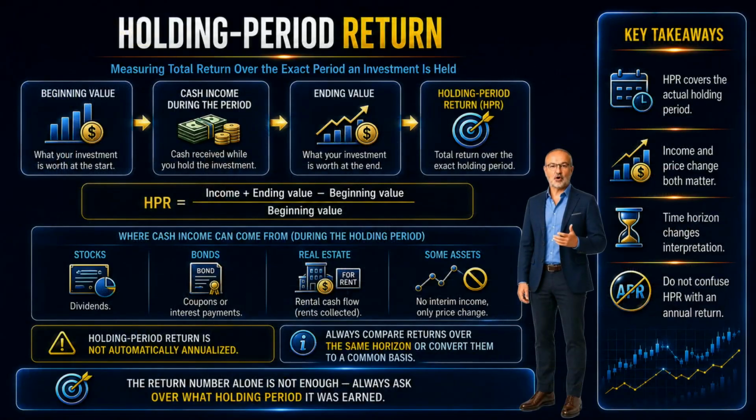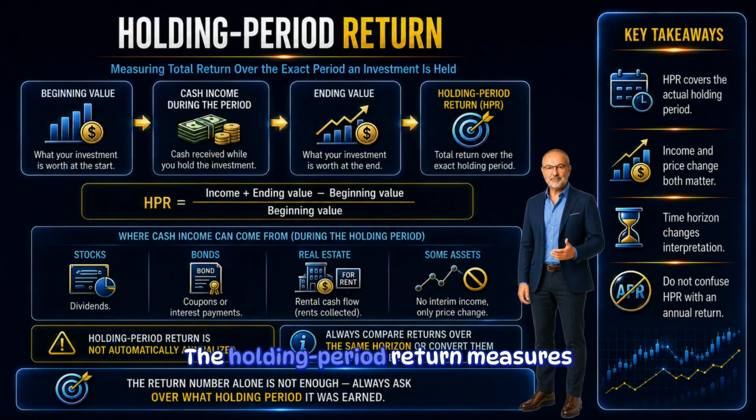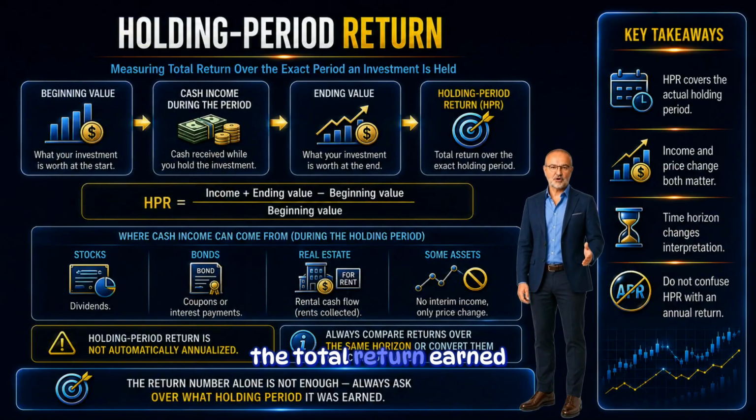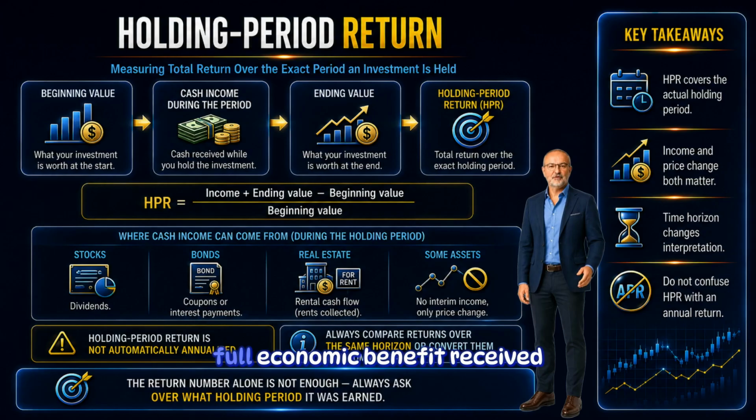Now, let's focus on the holding period return. The holding period return measures the total return earned over the exact period for which the investment is held. That period could be very short, very long, or anything in between. The key idea is that the return belongs to the actual holding period. This return includes the full economic benefit received by the investor during that period. If the asset pays cash income, that income is included. If the asset changes in value, that price change is included. The holding period return combines these pieces into one total performance measure.